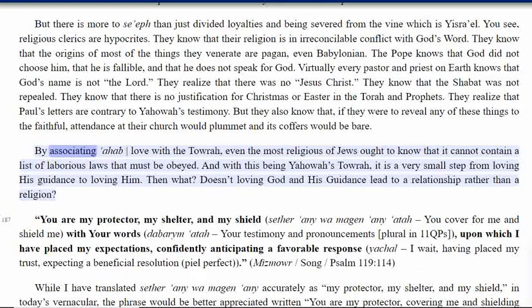By associating Ahab, love, with the Torah, even the most religious of Jews ought to know that it cannot contain a list of laborious laws that must be obeyed. And with this being Yahowah's Torah, it is a very small step from loving his guidance to loving him. Then what? Doesn't loving God and his guidance lead to a relationship rather than a religion?